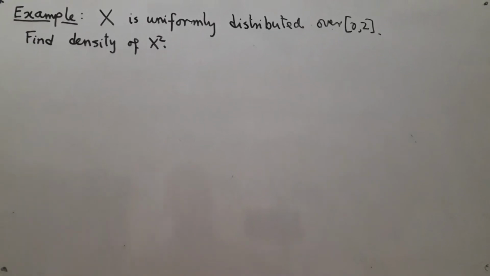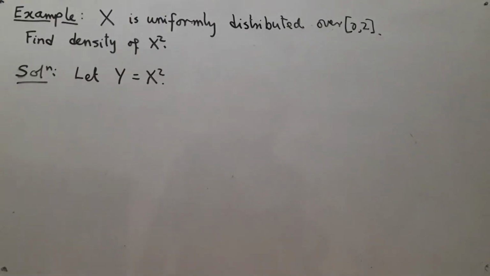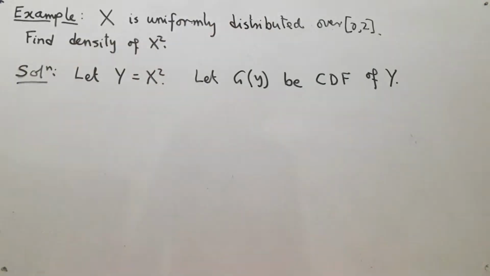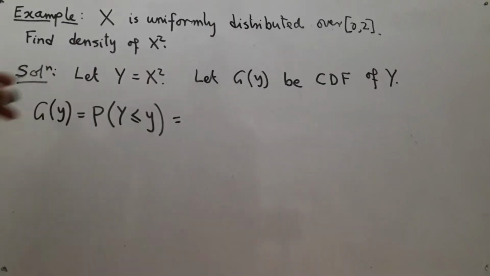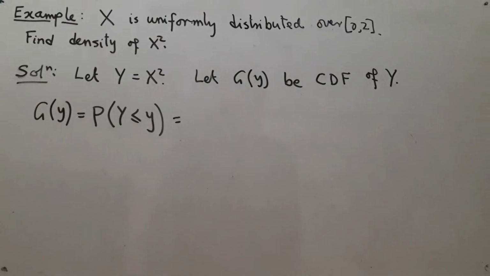Here x is uniformly distributed over the interval 0 to 2. Your job is to find the density of x squared. Observe that x squared is a monotone function because we are only working with non-negative quantities. First we give a name to the transformed random variable, we call it y, and let G(y) be the CDF of y. Every random variable has a CDF. So G(y) means the probability that y is less than or equal to little y. Now observe that x lies between 0 and 2 and y is its square. So y has to lie between 0 and 4.